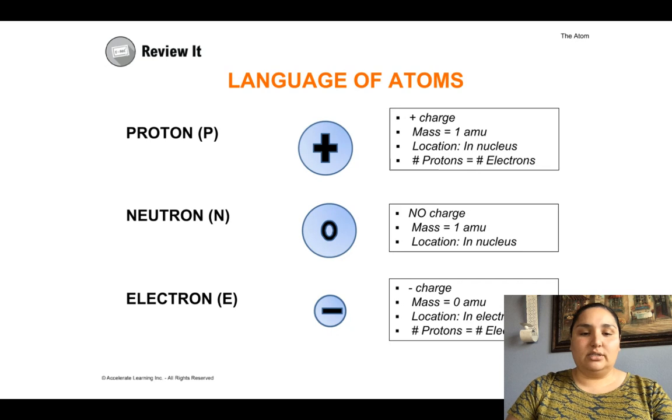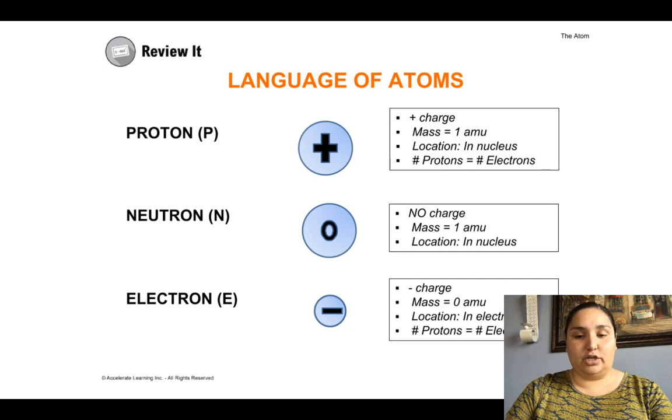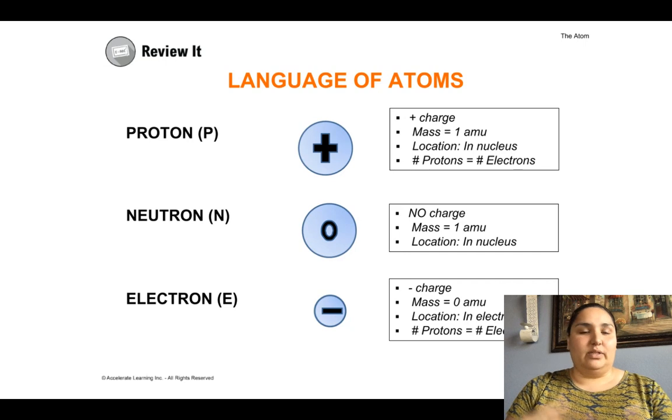And electrons have negative charge with a mass of 0 AMU. They don't really necessarily weigh AMU. We say almost 0. And they're located in the electron cloud. And I always told you guys, think of a cloud. It doesn't have mass, okay?